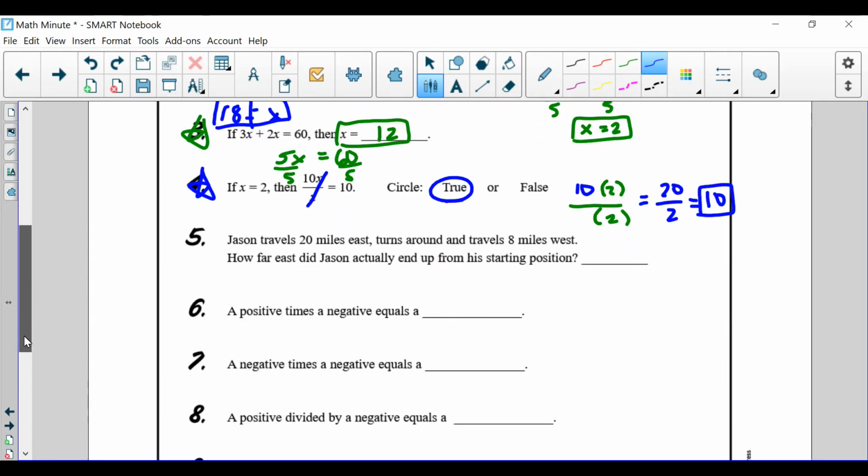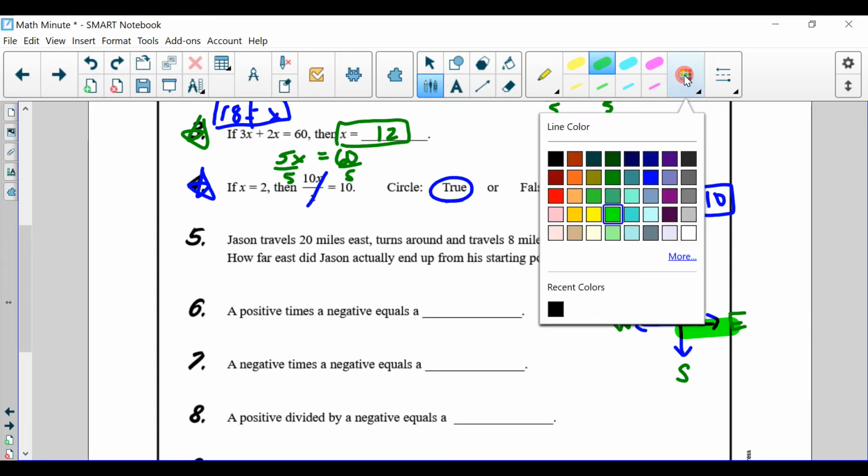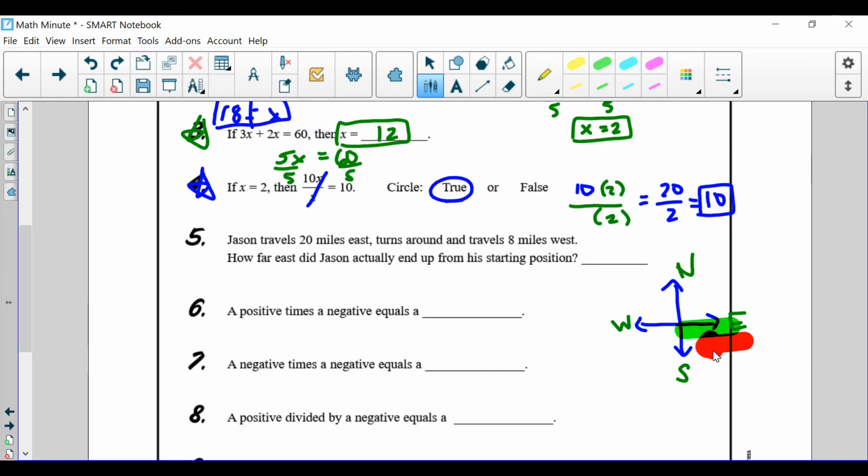It says Jason travels 20 miles east and then turns around and goes 8 miles west. So how we want to think about this, and when you think of a compass, here's what you do. This is how I remembered it when I was little. We have north, east, south, and west. So when they're talking about the problem and they're saying that you travel 20 miles east, we know we're going this direction, forward. But then when it mentions that it goes west, we know west actually means going backwards. So that's kind of what's happening in this case.